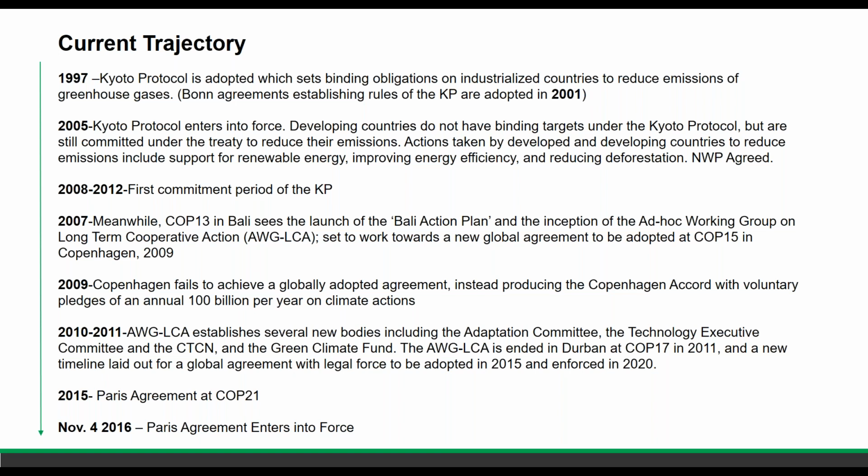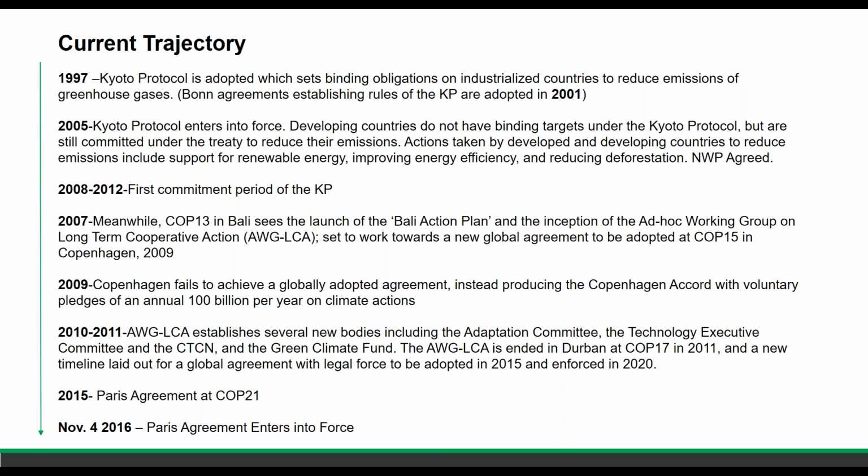It's important to note that similar to the Paris Agreement, the Kyoto Protocol adoption in 1997 set out the goal of those binding obligations, but it took until 2001 for the rules to be adopted. So similar to where we are in the Paris Agreement, where we have not yet established the rules for the Paris Agreement, this is the timeline the Kyoto Protocol took. And the Kyoto Protocol then did not enter into force until 2005. So 1997 adopted, 2001 the rules are adopted, and then 2005 it entered into force.